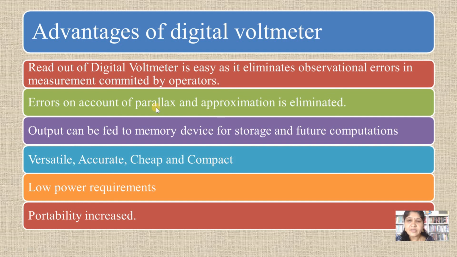Parallax error means the observer is reading at different levels, upper level and lower level. If the instrument is kept at a lower point and the observer is at a higher level, in that case error occurs. And if the instrument is kept at a higher level and the observer is at a lower level, then also error will occur. Approximation means we will not get the accurate value. We can't take the accurate value by using the analog voltmeter.